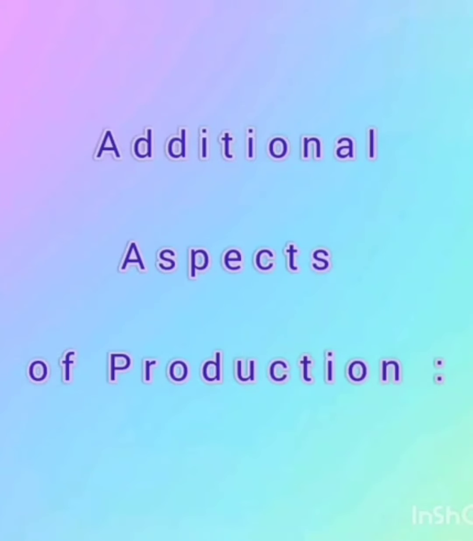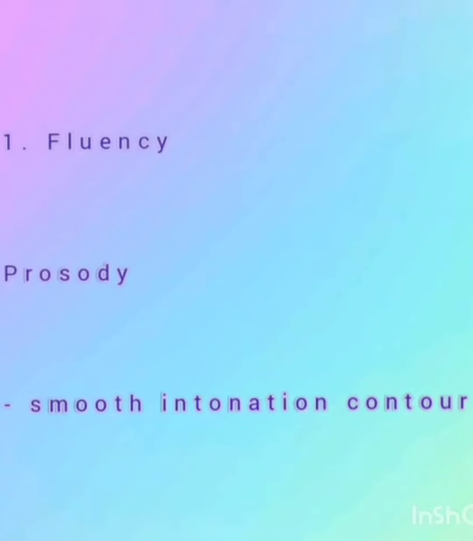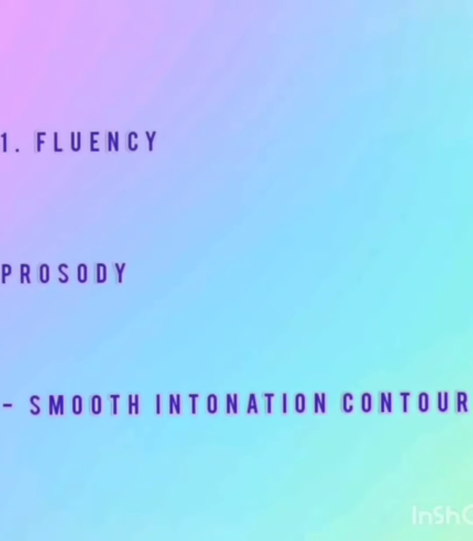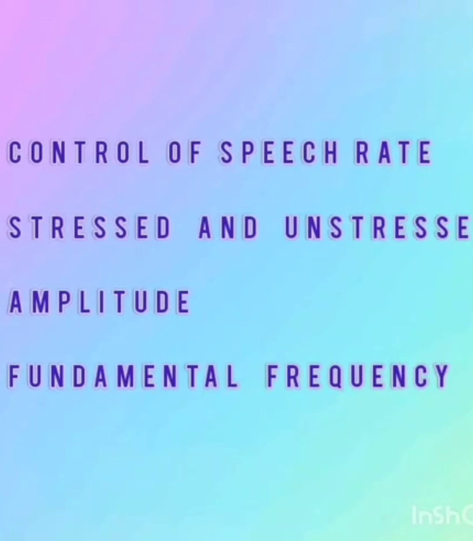Additional aspects in language production. 1. Fluency. Fluency can be defined in part by prosody, which is shown graphically by a smooth intonation contour, and by a number of other elements: control of speech rate, relative timing of stressed and unstressed syllables, change in amplitude, and change in fundamental frequency.